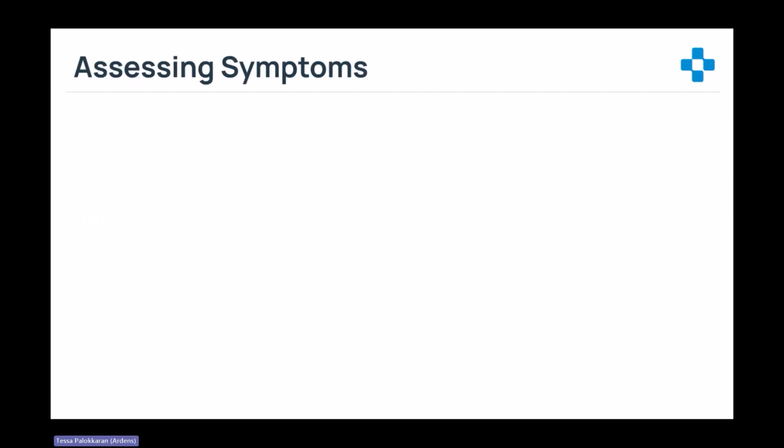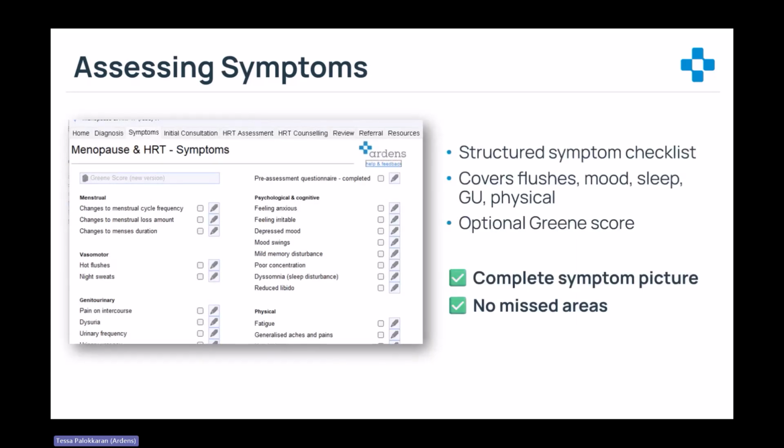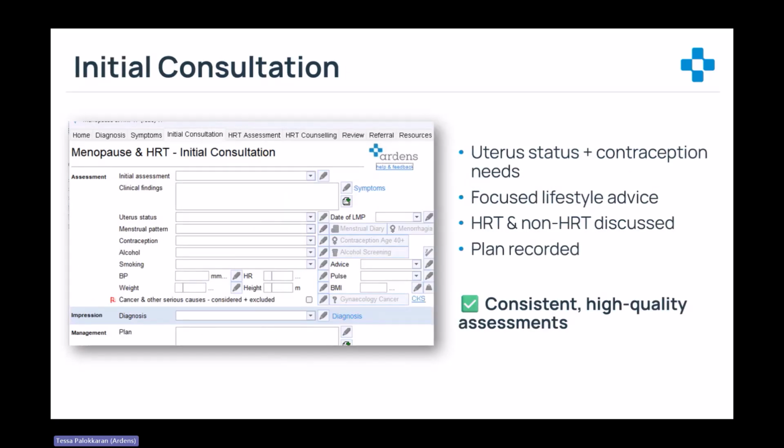In terms of assessing symptoms, we've also built in that quick checklist so that you can go through it. You can also jump to the green score, which we've revamped as well, which will help you document either in a quick fashion because you've sent out a questionnaire with the green score on it beforehand, or if you're chatting to Sarah and you just want to make sure you've gone through the possible symptoms, this will give you that complete symptom picture. We've also got your initial consultation page.